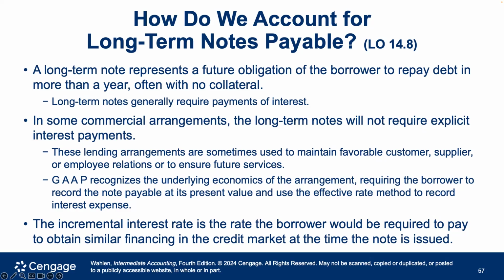GAAP would focus more on economic substance, not just what's written on the note. So if there's no market interest rate, we would record the note at its present value and use the effective interest method to recognize interest expense over time. In other words, even if the note says no interest, GAAP requires us to calculate it.